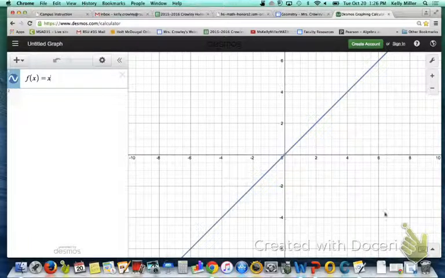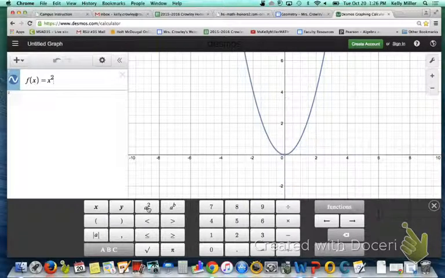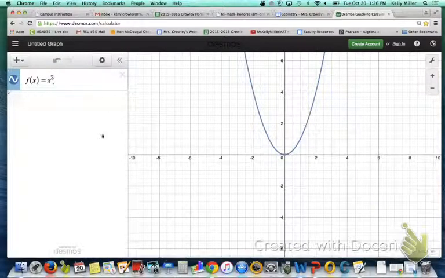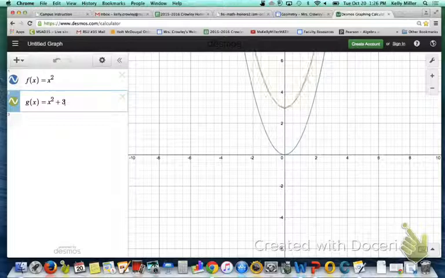And then how do we get a squared? Well, you can either show the keypad and actually hit the squared button, or you can hit shift and the number 6, and that'll pop you up. And then hit enter to go down to line 2. g of x is equal to x squared. Make sure you hit your down arrow, or your right arrow, to move the cursor down, plus 3.